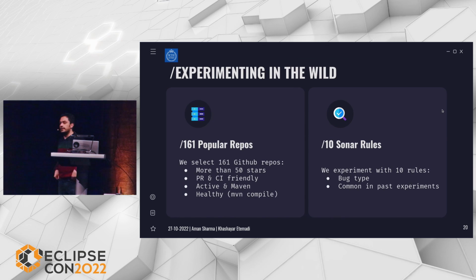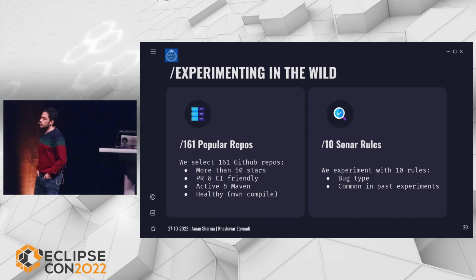So now, experimenting in the wild. So we have the tool. We also conducted some experiments to see how the tool works in the wild. For our experiments, as we wanted to work with real projects, we collected 161 projects from GitHub. So these are the criteria we had for the projects that we collected.